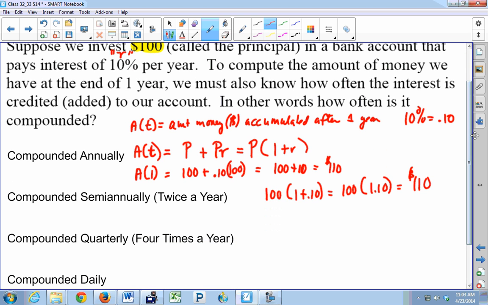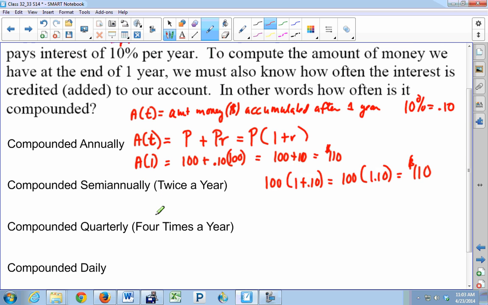So we're going to be working with this formula a couple of times today and see what happens. So now I found a bank that's going to take that $100 and compound my interest twice a year. Okay, so what that means is instead of applying the 10% just one time at the end of the year, we're going to apply it twice. So that means they're going to divide the 10% by 2. And they're going to apply it after the first 6 months and then again at the end of the next 6-month period.